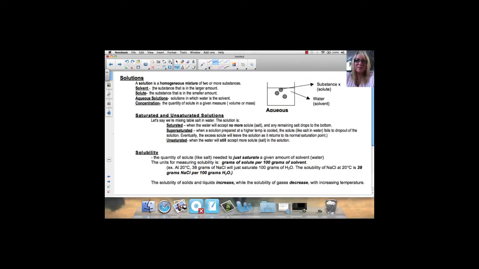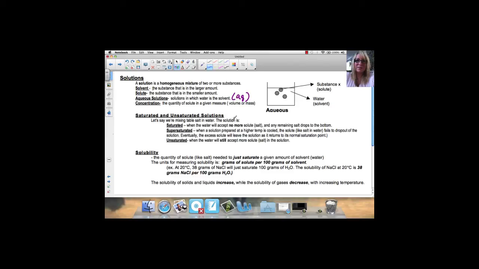Let's talk about solutions. Solutions are homogeneous mixtures. All solutions are homogeneous. The solvent is the thing that's doing the dissolving. The solute is the thing that's being dissolved. The solvent is the larger amount. The solute is the smaller amount. An aqueous solution, often denoted by AQ, means the solvent is water. It's been mixed with water.